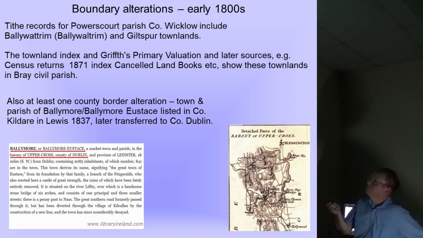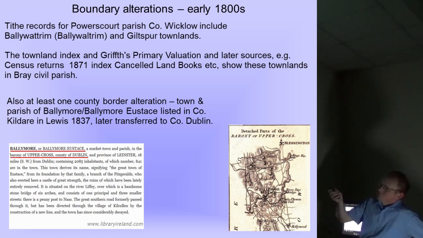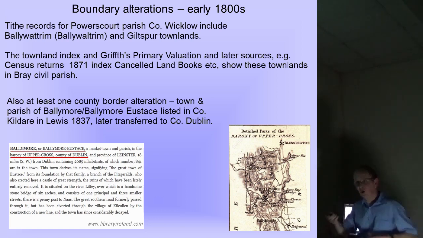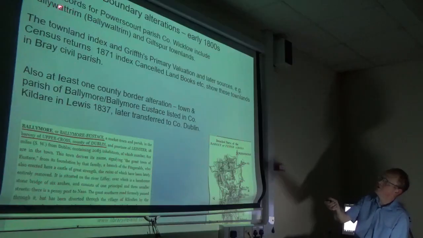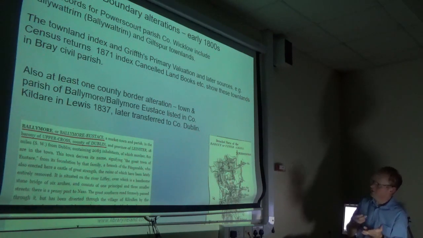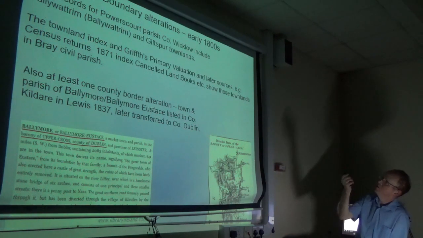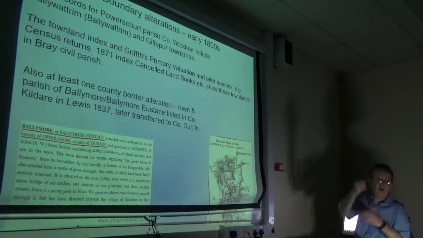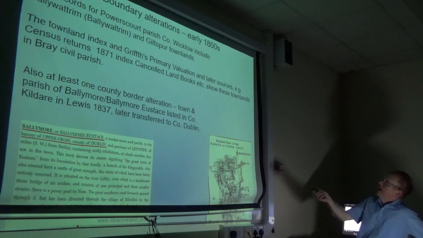Some kinks in the townlands and the boundaries. There are some differences you may have already seen with the tithe records and the Townland Index or Griffith's or the census. Some of the townlands move civil parishes. So that's just two examples. Ballywaltrim and Kilbride are now in Bray civil parish, as they were for Griffith's and the census and everything else, but they're in Powerscourt on the tithe record. So they sort of shifted the boundaries around there somewhere. And that's just an explanation of that.